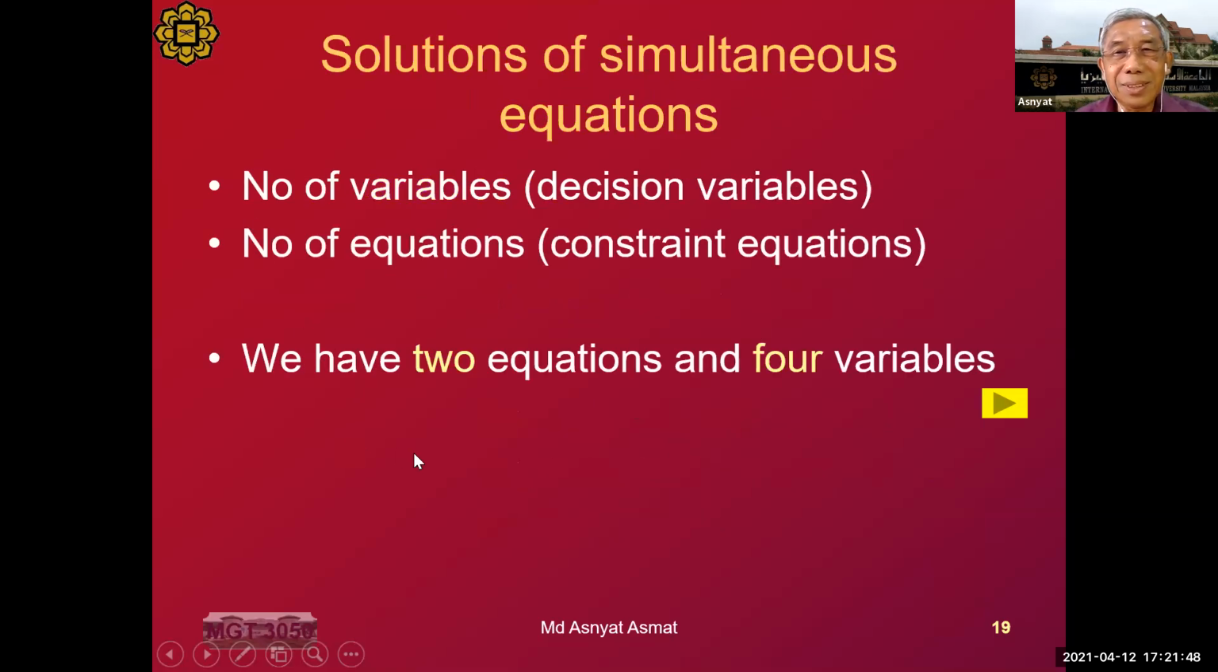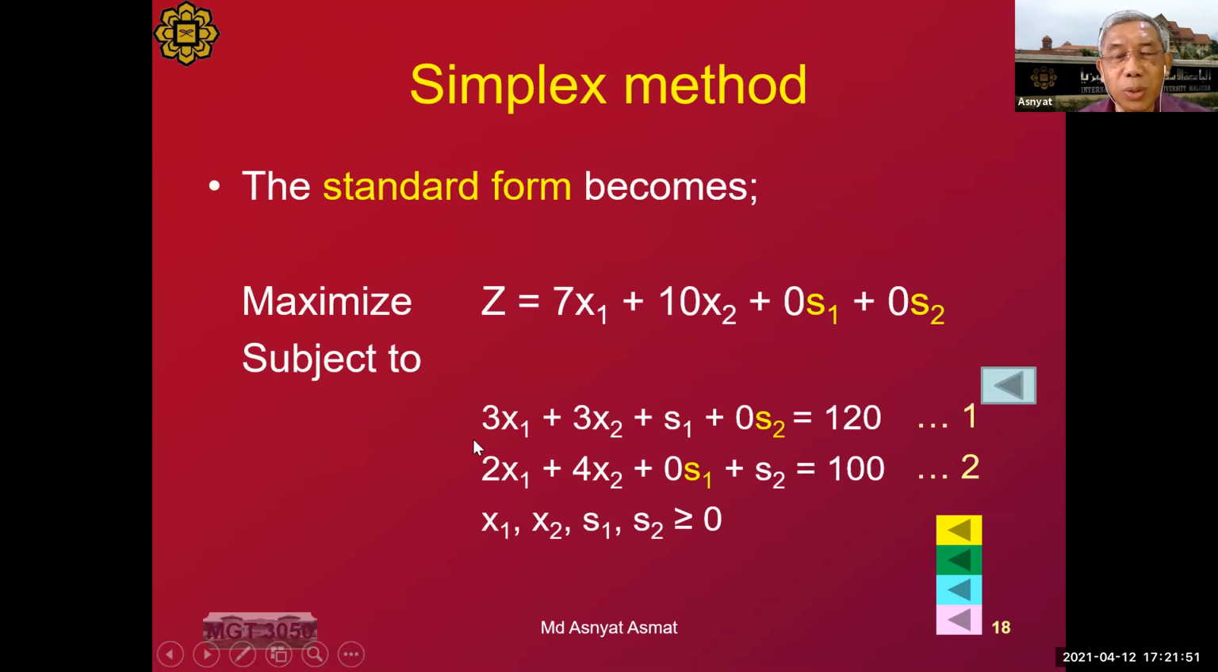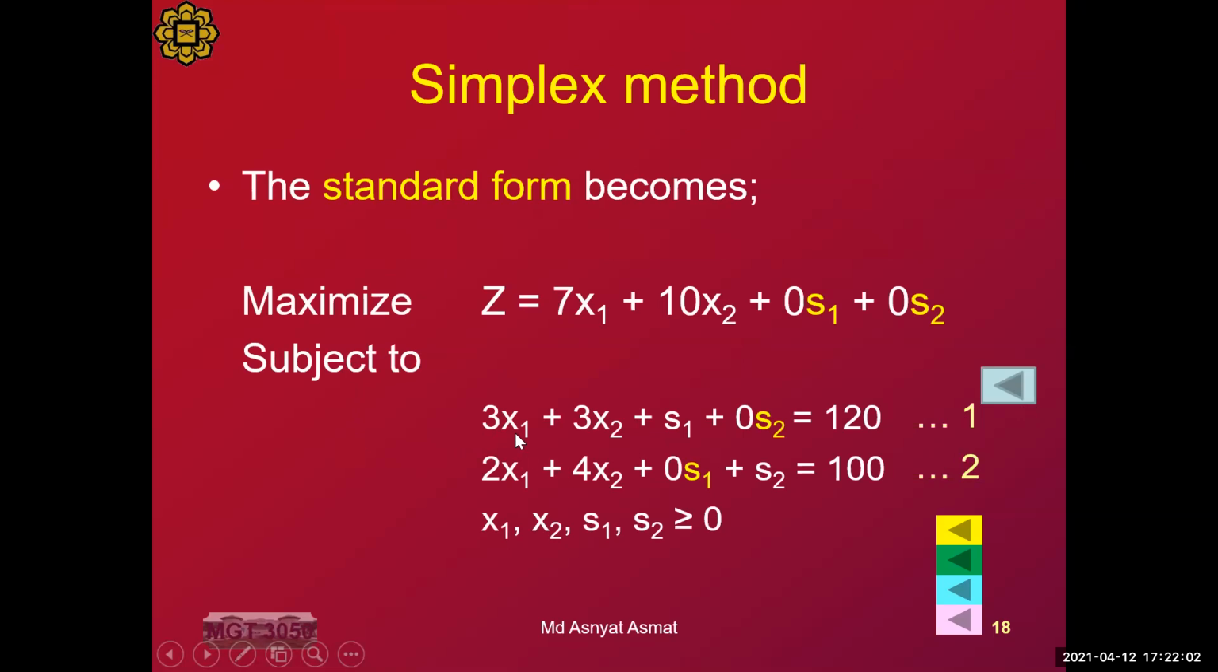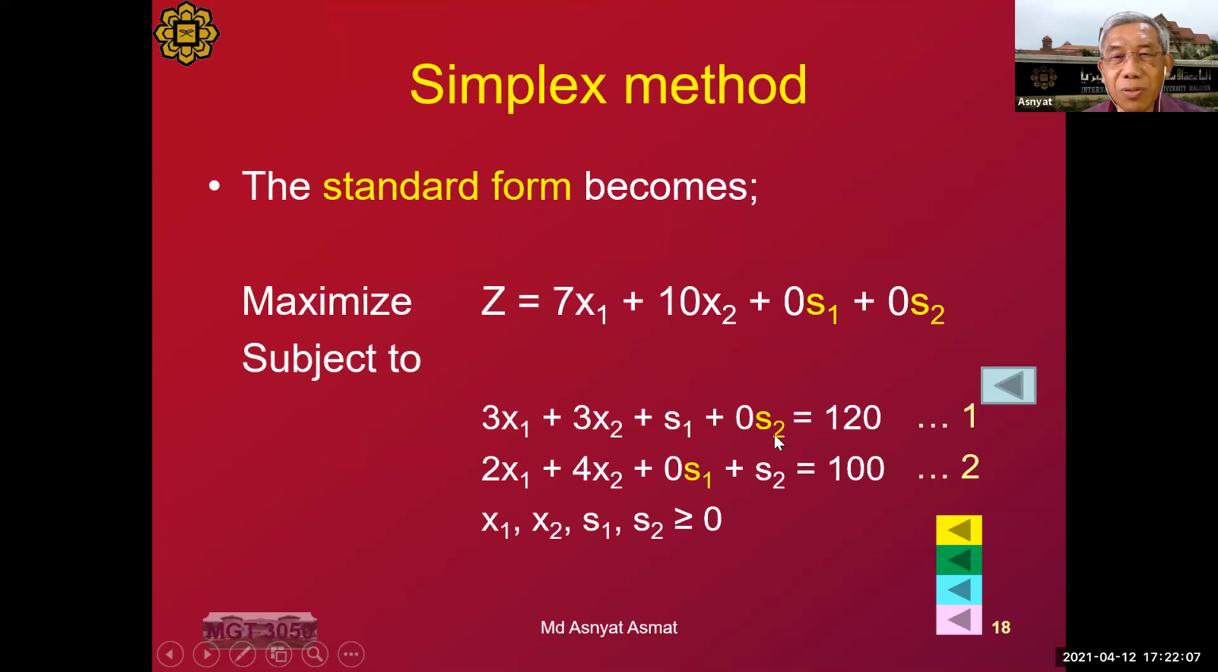And then, okay, let's look back. How many equations do we have here? 1, 2. Two equations. How many variables? 1, 2, 3, 4. 4 variables. 2 equations, 4 variables. Can you solve this simultaneously? Cannot. I thought there was some expert who says can. Okay, let's say we cannot solve this. Now we have to do something.